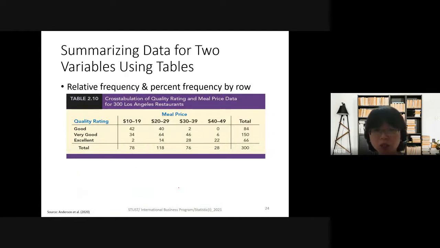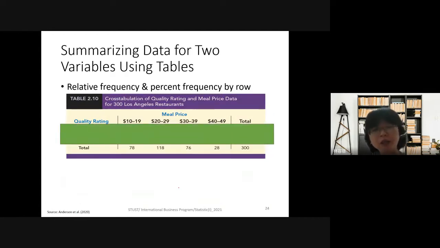But because there are two variables, besides the quality rating information, you can also analyze such a table from the other angle, that is meal price. From the meal price, you can write down that there are 78 restaurants with meal price from 10 to 19, 118 from 20 to 29, 76 from 30 to 39, and 28 from 40 to 49. The total is also 300.